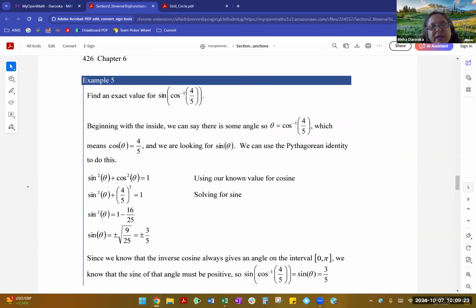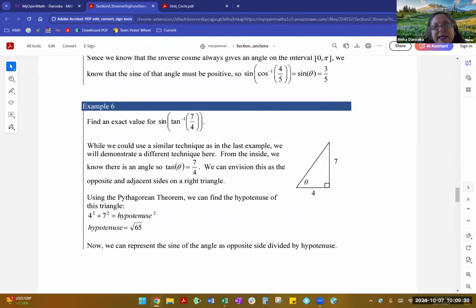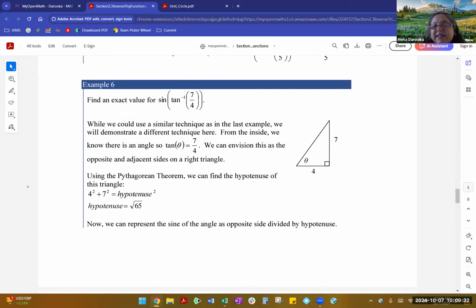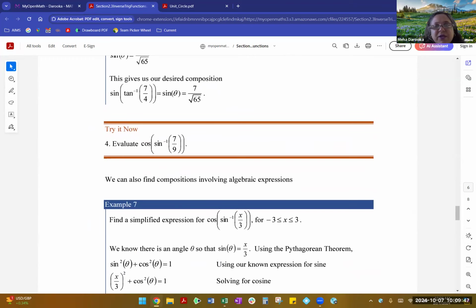You can see here we ended up using the Pythagorean identity, sine squared plus cosine squared of theta is equal to 1. In the second example, we went back to right triangle trigonometry and used opposite over adjacent for tangent, opposite over hypotenuse for sine. Of course, if you had a cosine function, you would use adjacent over hypotenuse. So two different techniques to show you how we can do this.